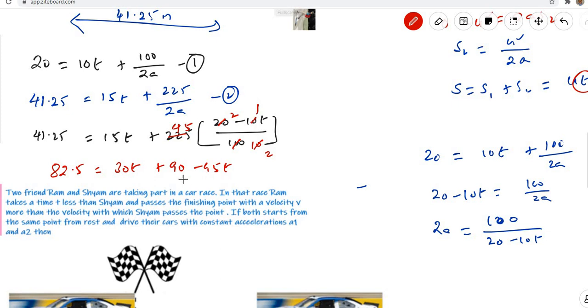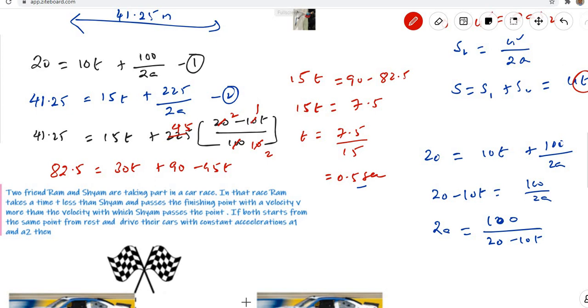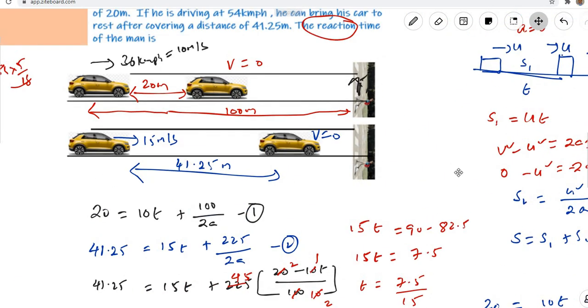So this 45t minus 30t is 15t. So bring it this side. So 15t is equal to 90 minus 82.5. So 15t is equal to, this is 7.5. Yeah, 7.5. So t is equal to 7.5 by 15. This is nothing but 0.5 seconds. So the answer for this problem is 0.5 seconds. The reaction time of the driver, the man who is driving the car, is 0.5 seconds.